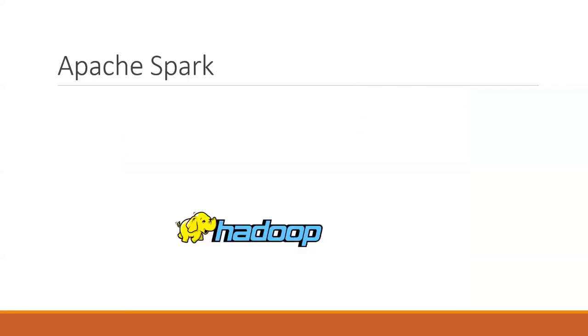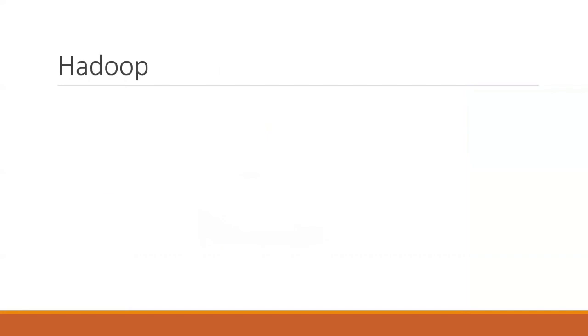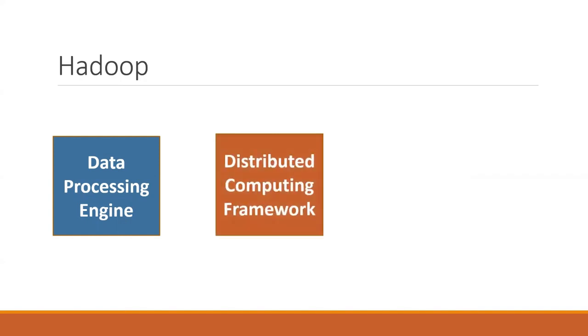There is one more special thing about Apache Spark. It is built on top of Hadoop. So it is better we know something about Hadoop also. Hadoop is also a data processing engine designed for big data processing. And before Apache Spark, this was the most popular data processing engine. This also uses a distributed computing framework for data processing.